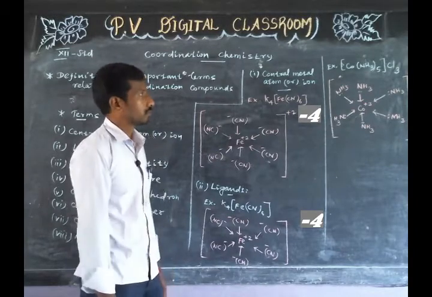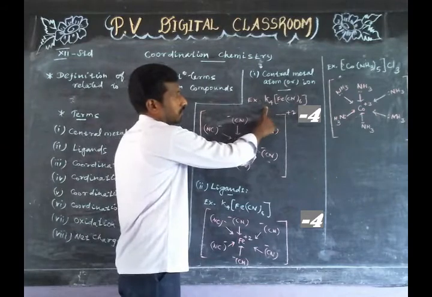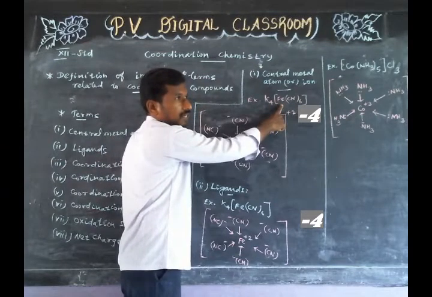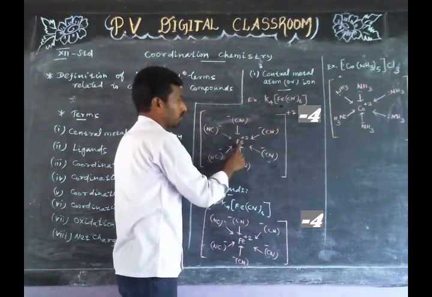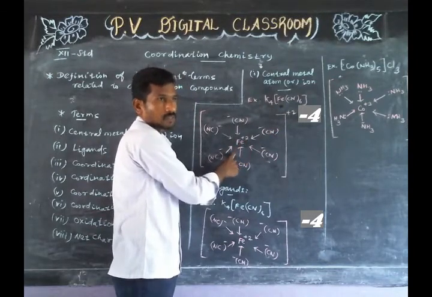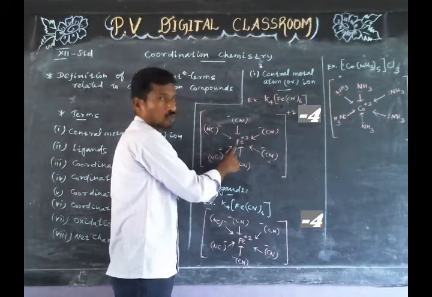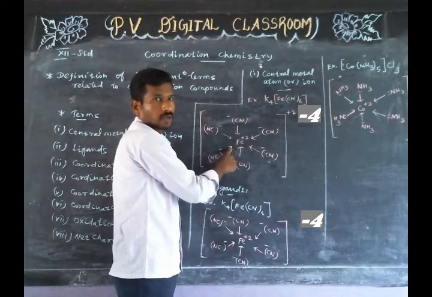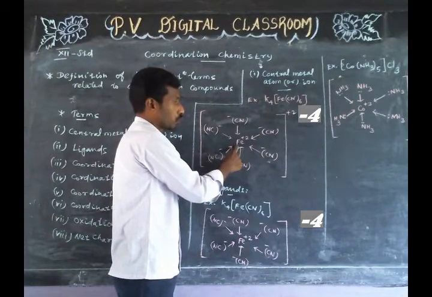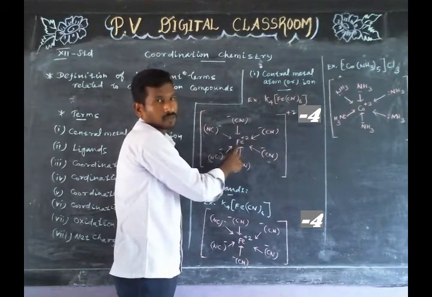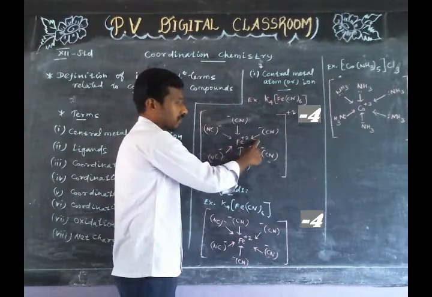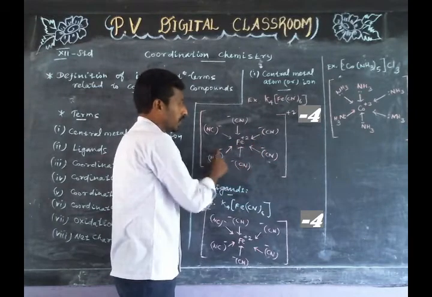Example: potassium ferrocyanide. In this compound, the central metal ion is Fe+2. This is because this Fe+2 ion occupies a central position and is attached to 6 CN minus ions. It accepts a pair of electrons from each CN minus ion.